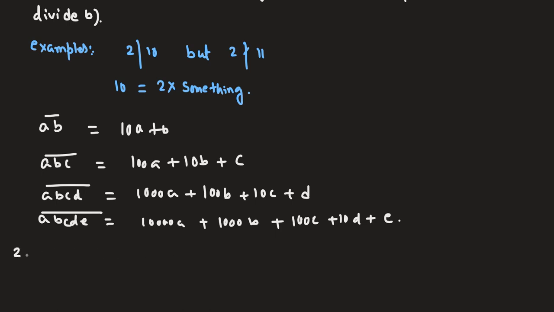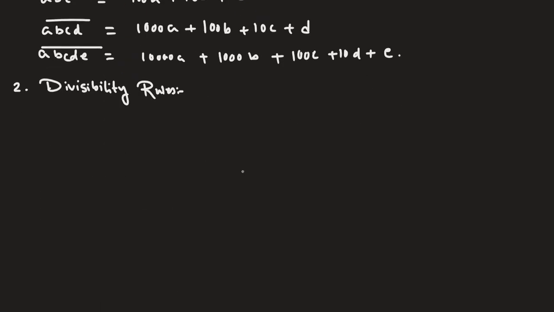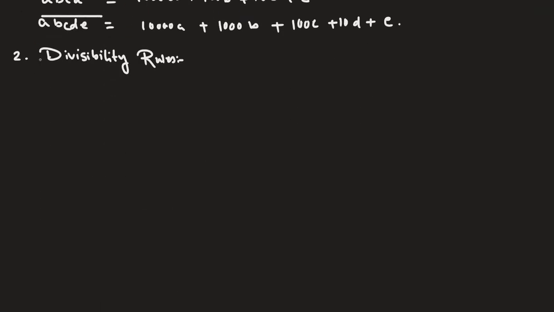Next point, we are going to describe divisibility rules. Point number 1, rule for 2, 2 square, 2 cube, 2 power 4. What is the rule for divisibility by 2, by 2 square, by 2 cube and by 2 to the power 4?